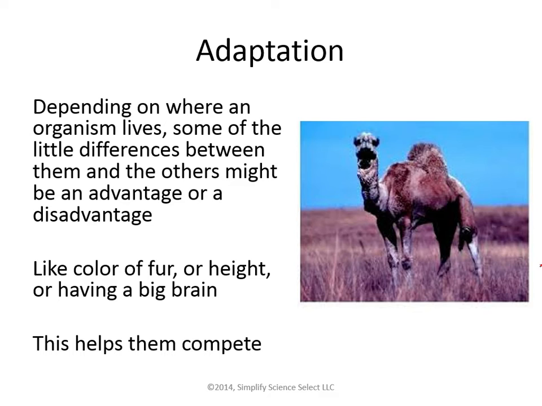Having a big brain could be an advantage because you can think and figure things out. But it could be a disadvantage because it takes a lot of energy to run a brain. So if there's not tons of food available, then you might not be able to compete with things that are more energy efficient. It's all about competing. Some of those differences make you better at competing than others. So that's what we have to agree with about adaptation. That some things have some advantages and some things have disadvantages, just depending on where you live. If you agree with that, you've agreed with the third point in this logic.